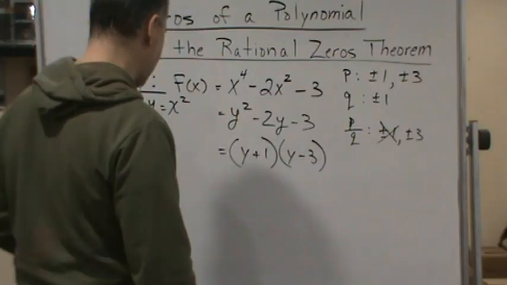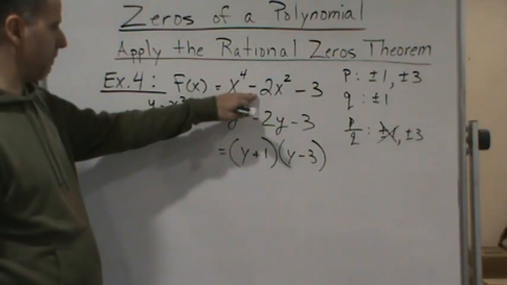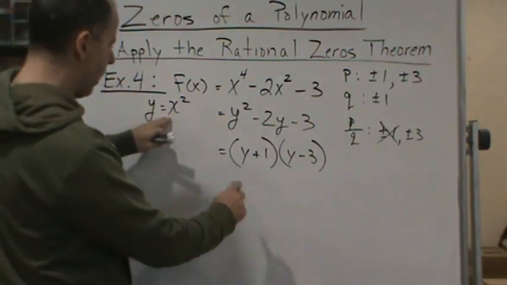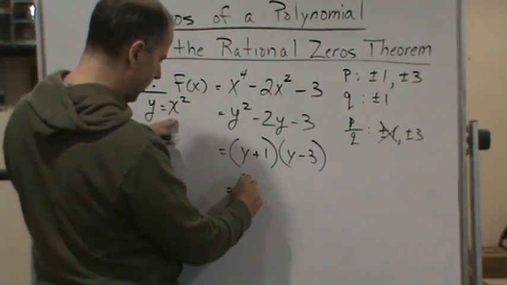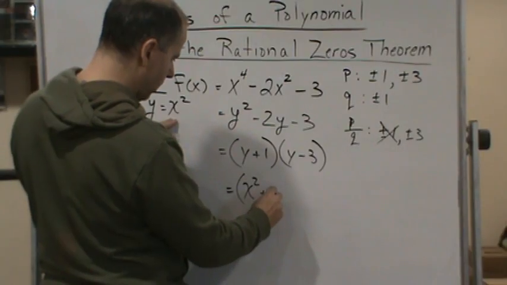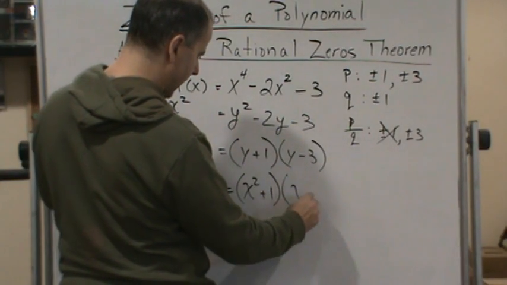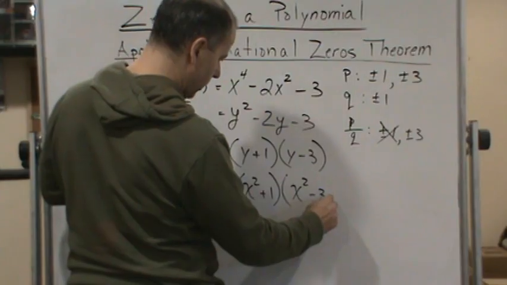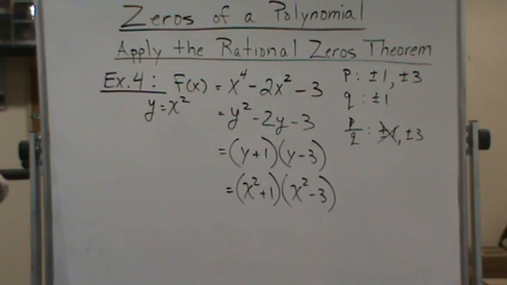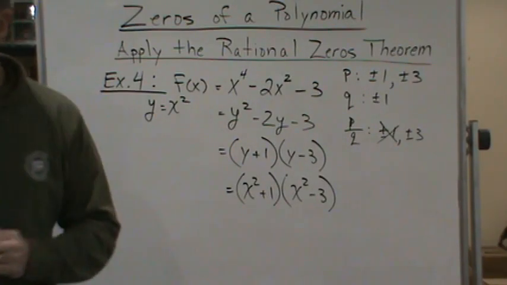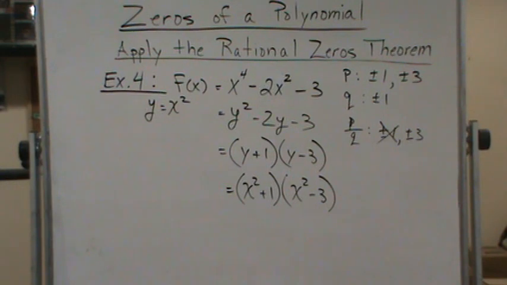Okay, but we're not done because we've got to put everything back in terms of x. So now I'm going to back substitute here. So this will actually end up being x squared plus 1 times x squared minus 3. Okay, now x squared plus 1 is a sum of two squares. You can see it as a sum of two squares, right?